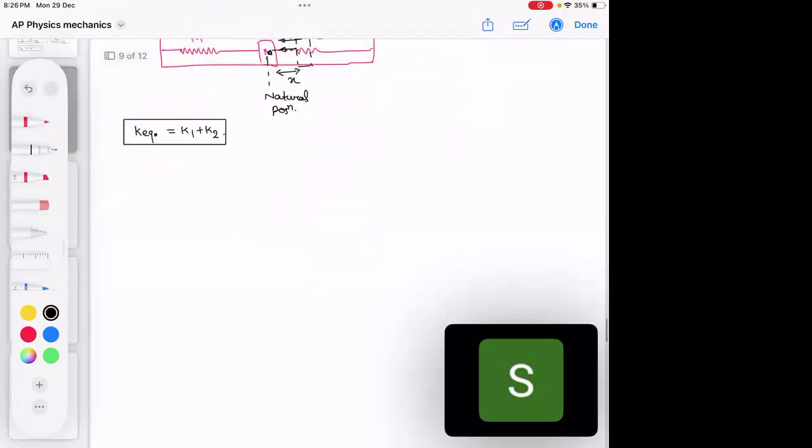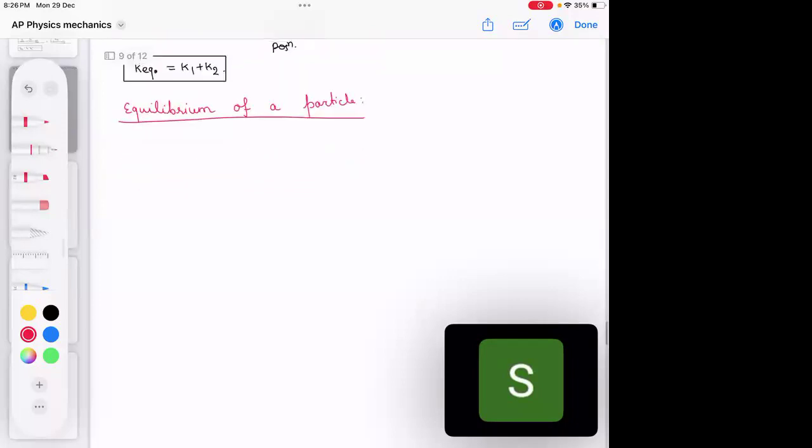Please tell me, is this part clear? Now, whenever we are applying a force on a body, there are going to be two possibilities. Can you tell me what the two possibilities are? Please tell me. Whenever we apply a force on a particle, there are two possibilities.